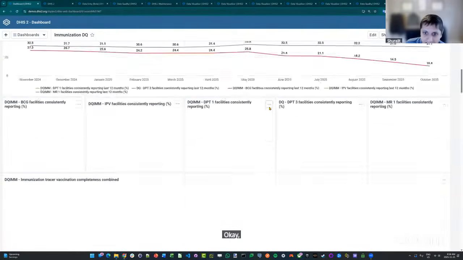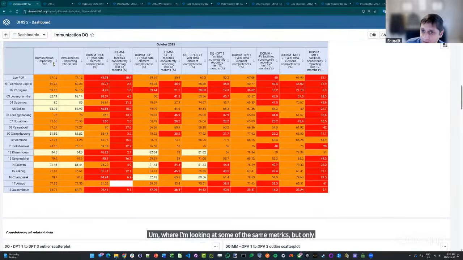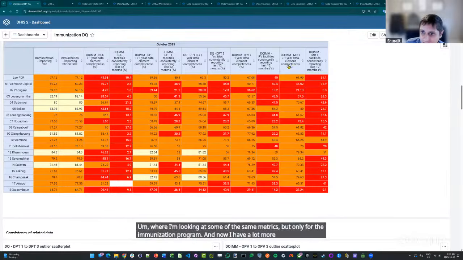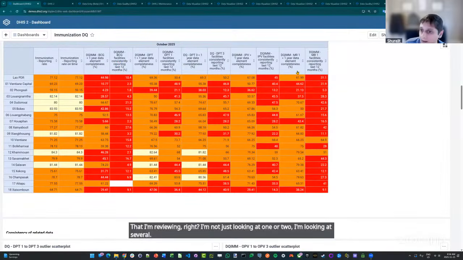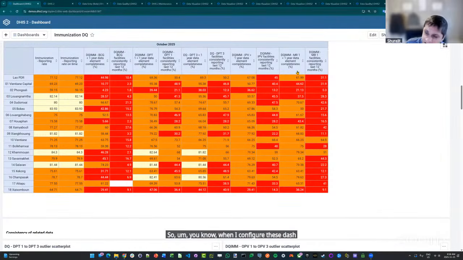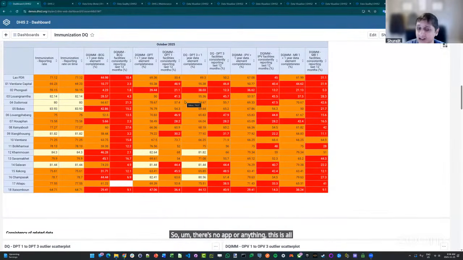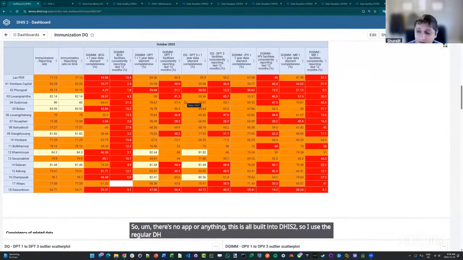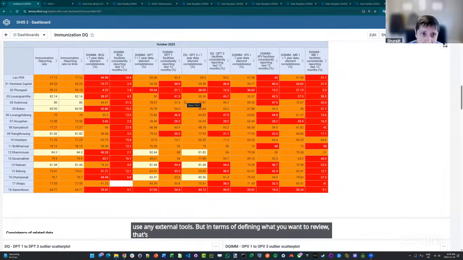So this is a dashboard for immunization where I'm looking at some of the same metrics, but only for the immunization program. And now I have a lot more immunization data elements that I'm reviewing. I'm not just looking at 1 or 2, I'm looking at several. So when I configure these dashboards, it's up to me to decide what I want to review. There's no app or anything. This is all built into DHIS2. I use the regular DHIS2 configuration to make that happen, and I don't have to use any external tools. But in terms of defining what you want to review, that's 100% up to you.